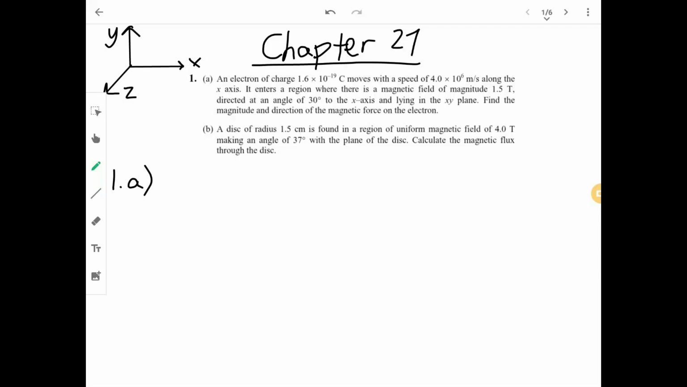Question 1, part A. An electron of charge 1.6 times 10 to the minus 19 coulombs moves with the speed of 4 times 10 to the 6 meters per second along the x-axis. It enters a region where there is a magnetic field of magnitude 1.5 Tesla, directed at an angle of 30 degrees to the x-axis and lying in the xy plane. Find the magnitude and direction of the magnetic force on the electron. So I'll give you guys a few seconds. You can solve and then we'll check together.